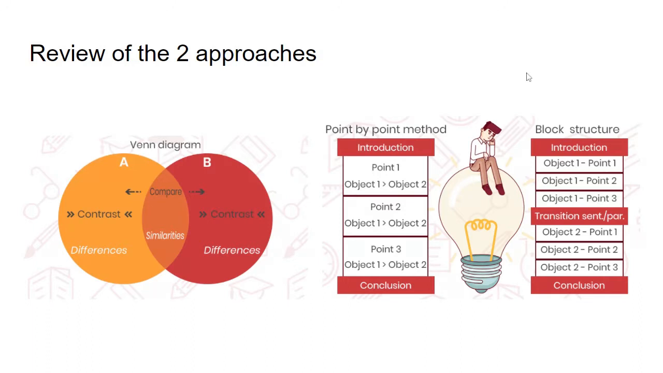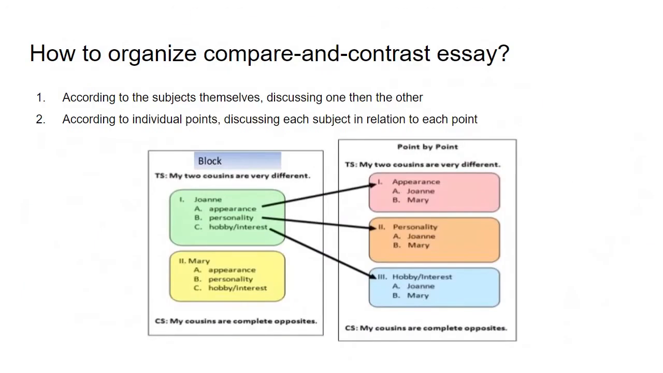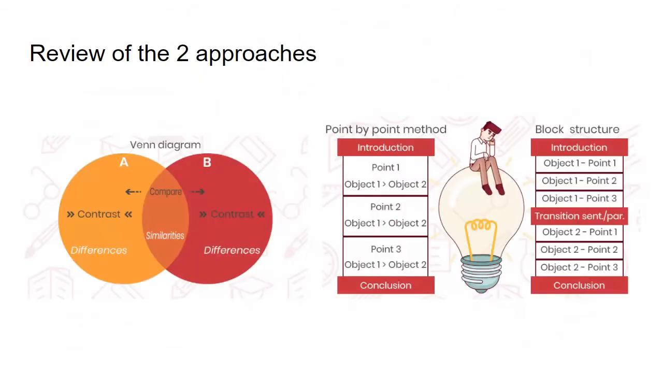For example, like earlier you saw Mary and Joanne. And finally you have the block structure. Point by point is like appearance, and then what else did we have there, personality, hobby, interest. Block structure is where you talk about one subject at a time. For example, for interesting places to visit, you want to talk about Langkawi. So paragraph 1 introduction, paragraph 2 you only talk about Langkawi, paragraph 3 maybe you want to talk about Redang Island. So you need to know the differences.